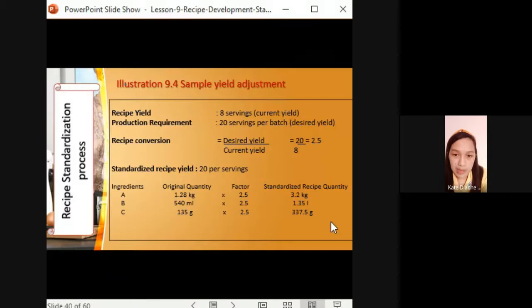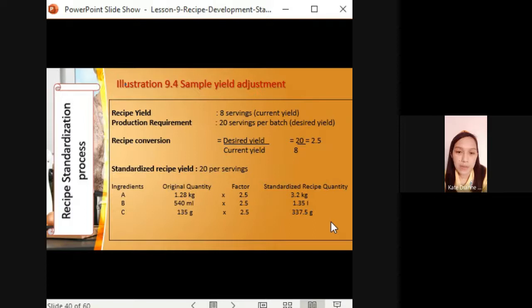So, ayan, makikita natin sa baba. To get the standardized recipe quantity, meron tayo dyan sa ingredients, ABC. Sa original quantity nila, ayan, yung given quantity nila. So, imumultiply natin siya sa ating factor, which is, yung nakuha natin kanina na 2.5. So, magsimula tayo sa letter A. Sa A muna tayo 1.28 kilograms multiply by our factor, which is 2.5. So, the result or the standardized recipe quantity would be 3.2 kilograms.